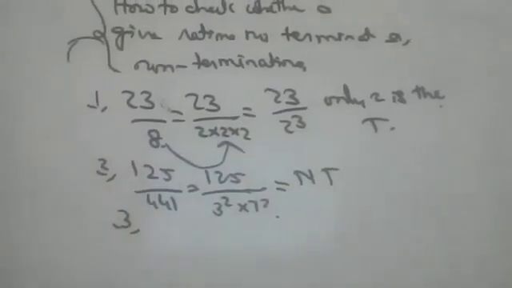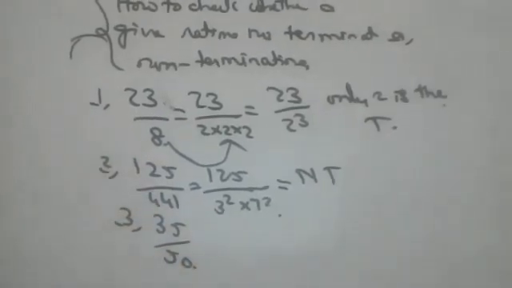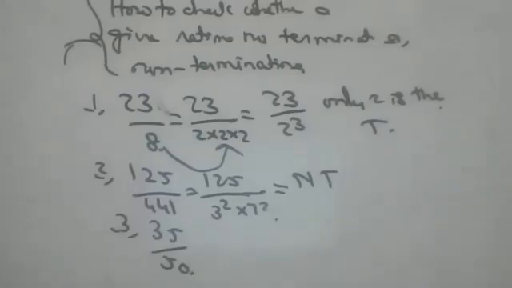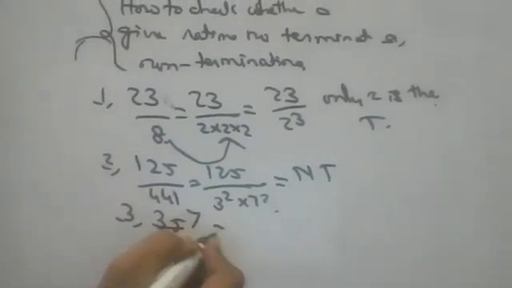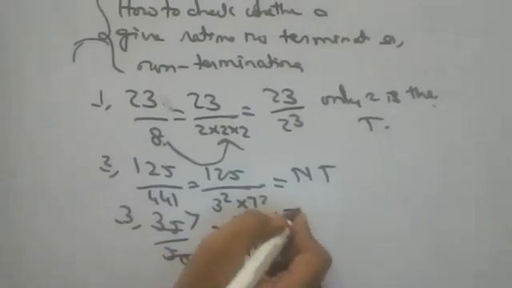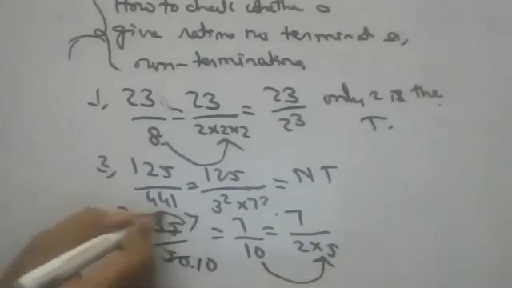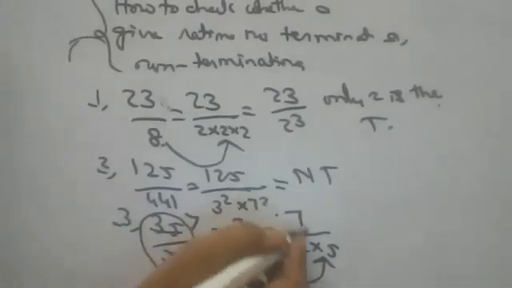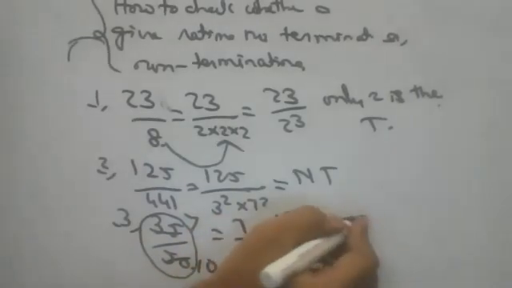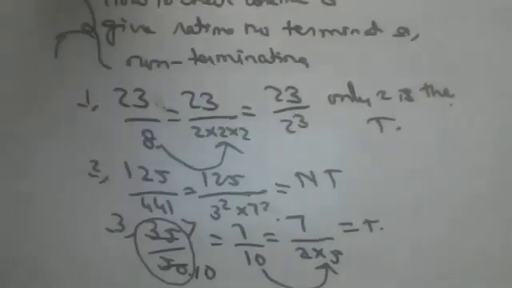Okay, children, big numbers I'm showing. All of you see 35 by 50. Whenever you get numbers like this without simplification, don't do the sum, children. Compulsory you should do simplification. 5 7s are 35, 5 10s are 50. 7 by 10. 7 by 10 is what, children? 2 into 5, the prime factorization of 10. Without simplification, don't do the sum. So 2 is there, 5 is there. Yes, it is terminating. No other number is there.